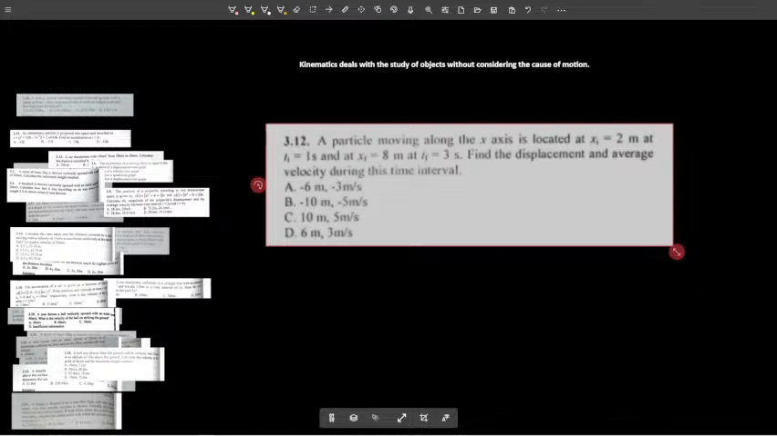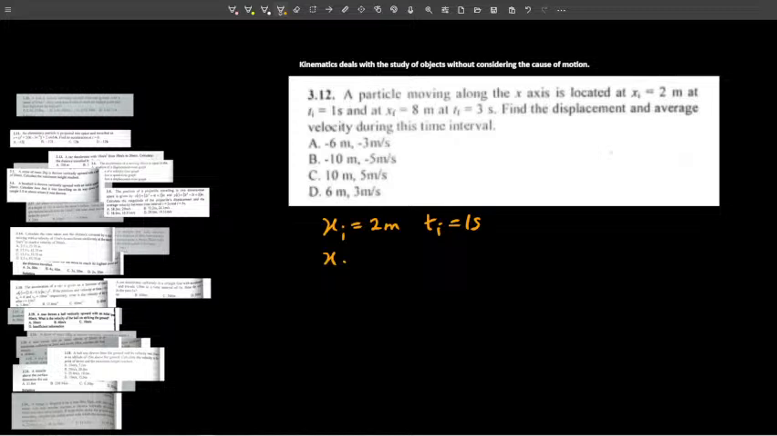The question says, the particle moving along the x-axis is located at xi equals 2 meters at this time and xf equals 8 meters at that time. So we're given xi to be 2 meters at ti equals 1 second, and also given xf to be 8 meters at tf equal to 3 seconds. So find the displacement and the average velocity.